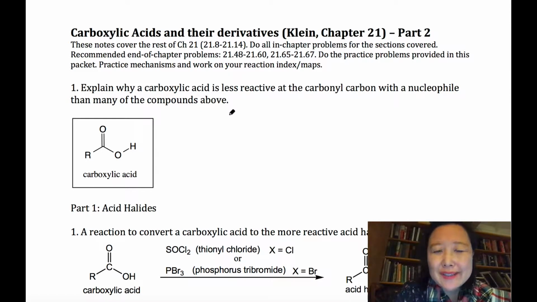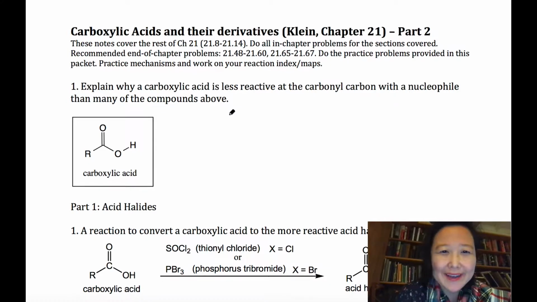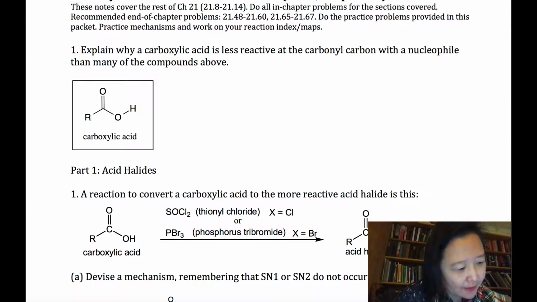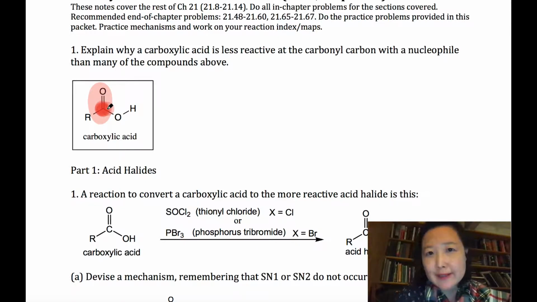Hi everyone, we're going to start with carboxylic acids again, part 2. This question here is about why carboxylic acid is less reactive at the carbonyl carbon. So normally we think of that as being partially positive and a nucleophile would attack there. But why is it that carboxylic acid is not so reactive here?